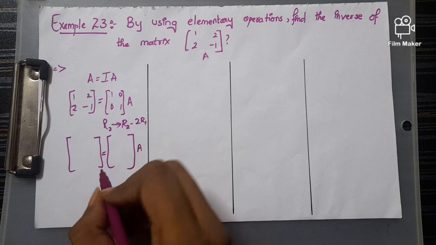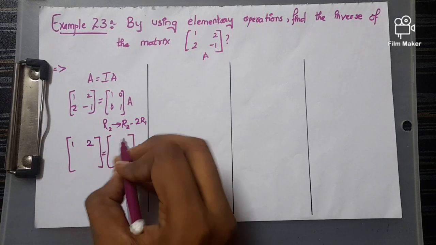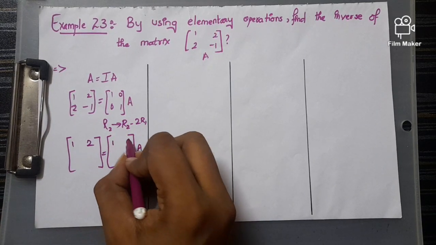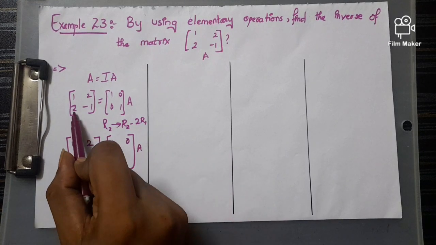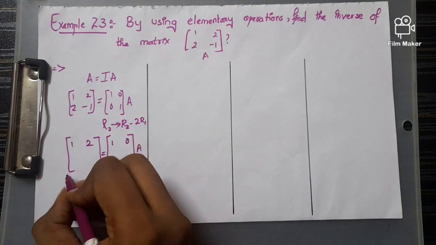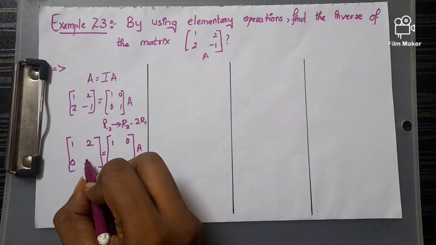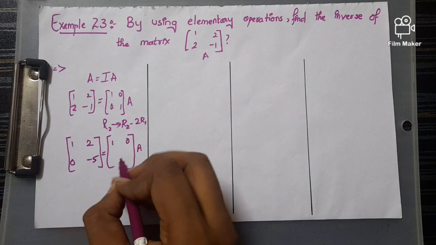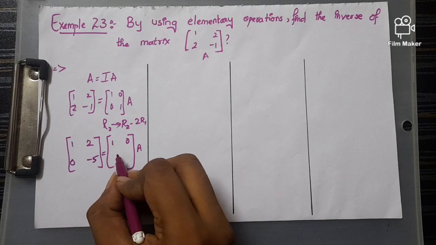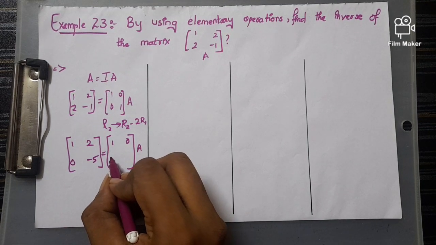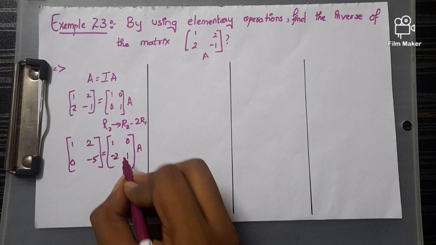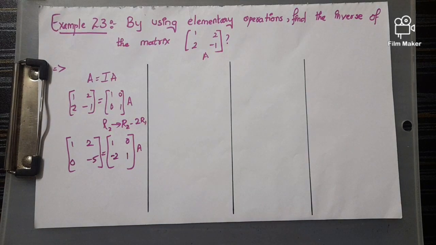So you're going to touch only R2. Just write R1 as it is. R2 becomes R2 minus 2 R1. That is 2 minus 2 times 1, which is 0. Similarly, minus 1 minus 4 is minus 5. On the right side, 0 minus 2 times 1 is minus 2, and this comes as 1. So this is your first step in order to achieve our destiny.